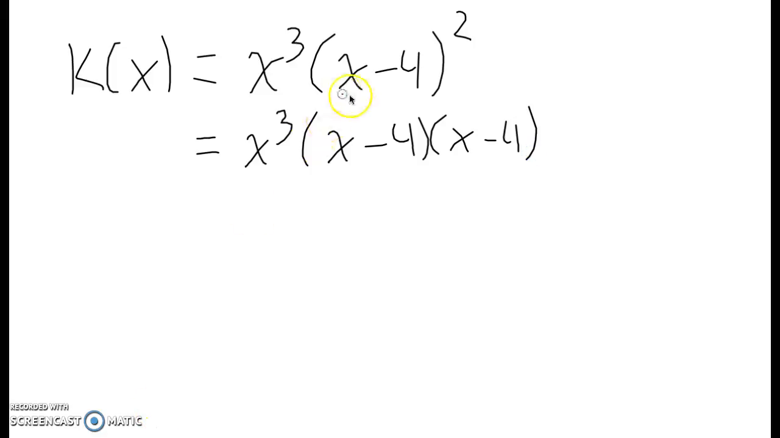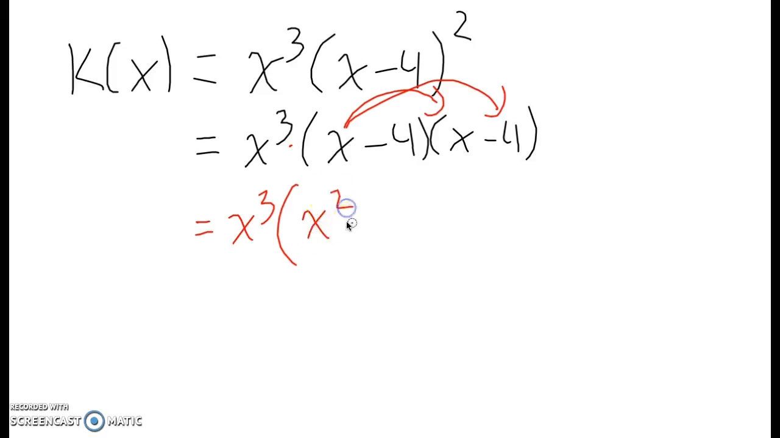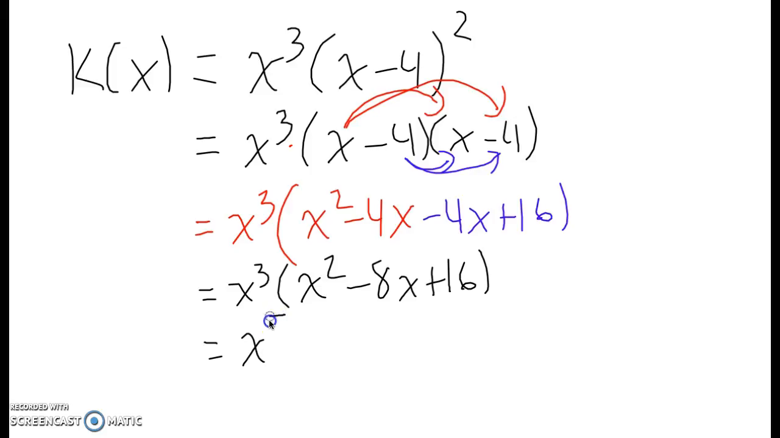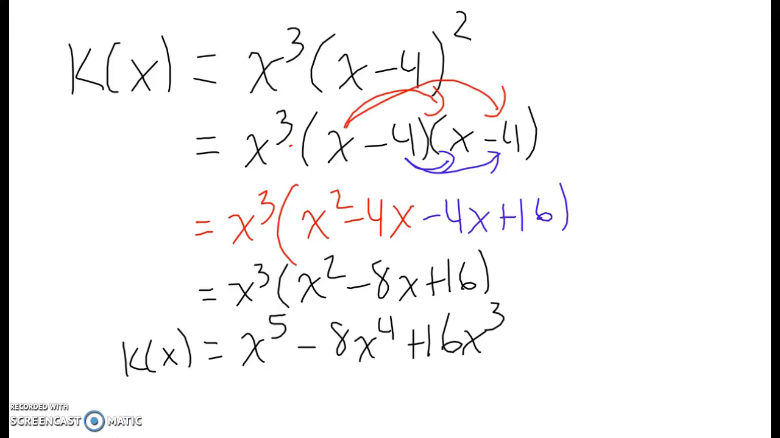And I'm just going to ignore that x cubed for the time being, and I'm going to do my double distribution. So first I'm going to have x cubed, and then this is still times because x cubed is being multiplied by this whole expression here. This gives me x squared minus 4x, and then using the second part of my double distribution, minus 4x plus 16. And if I were to simplify what's inside the parentheses here, it's going to make my life easier before I distribute that x cubed. So this will give me x squared minus 8x plus 16, or x to the 5th minus 8x to the 4th plus 16x cubed after I do the distribution here with x cubed.